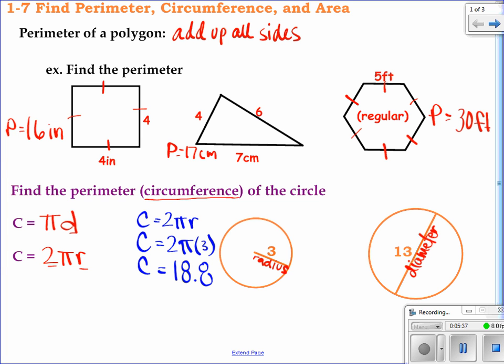Okay, the next one, they gave us the diameter, so let's use the diameter formula. First step, formula. Second step, put the numbers in. Third step, the answer.